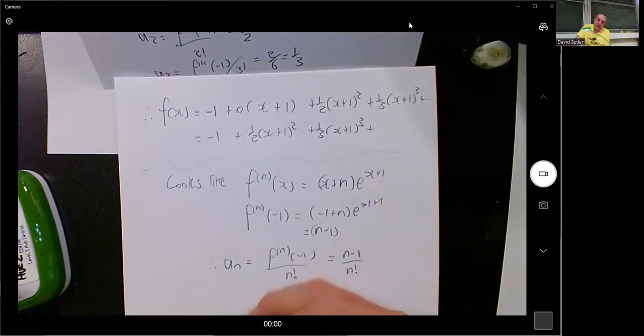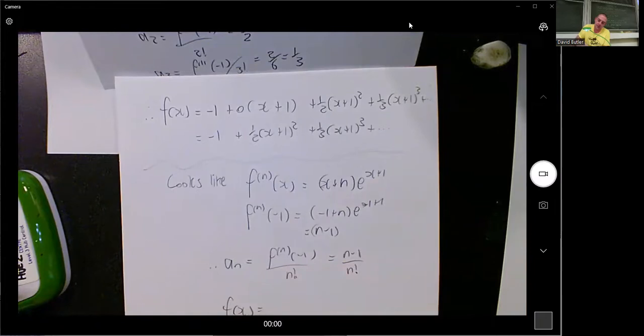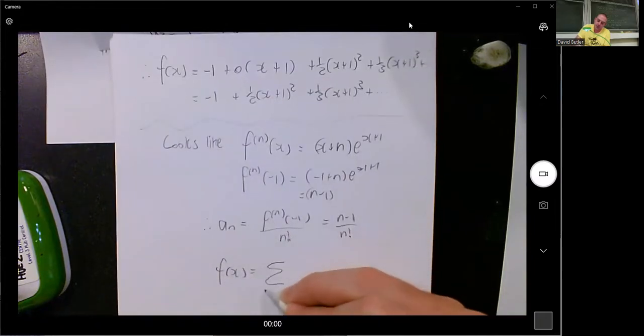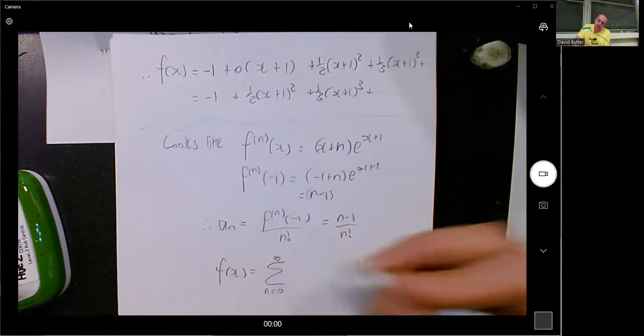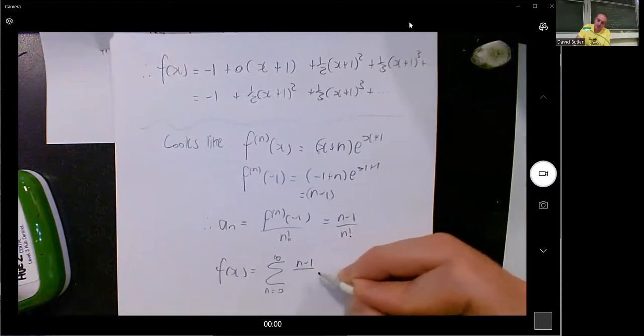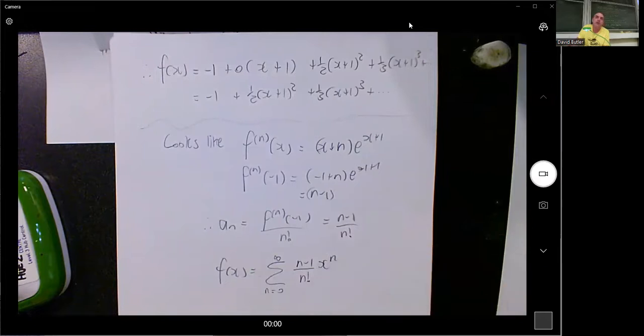And so my Taylor series is actually going to be the sum from n equals 0 to infinity of that. Yay. So it's okay to just make a guess at what the right formula is.